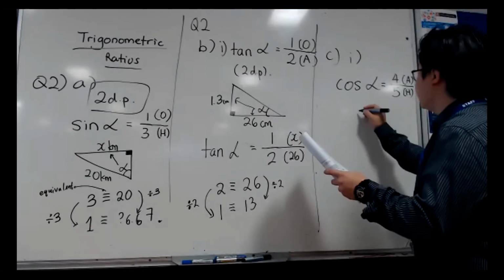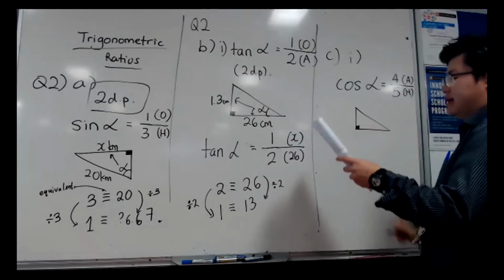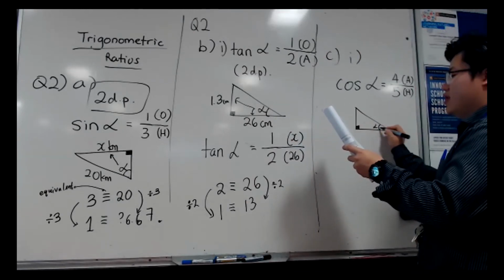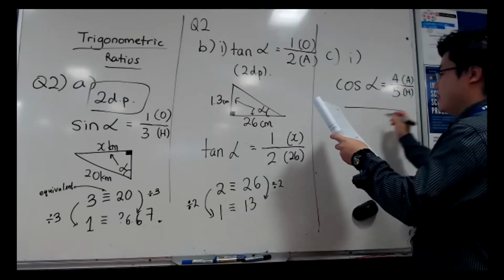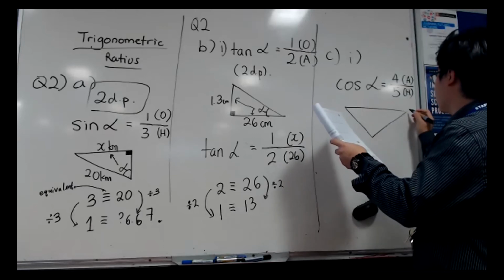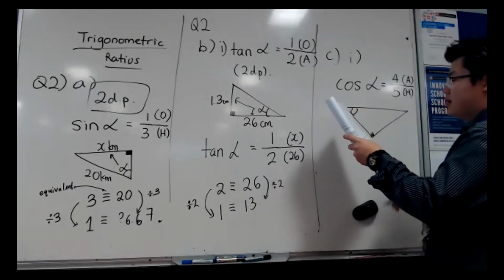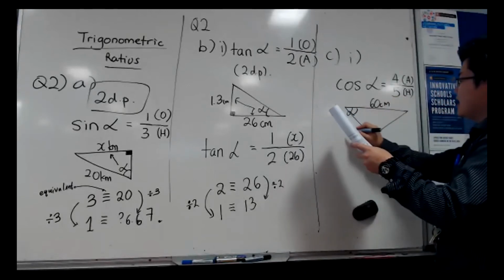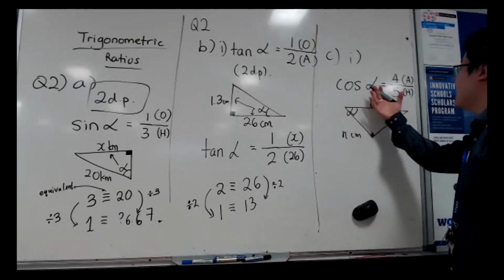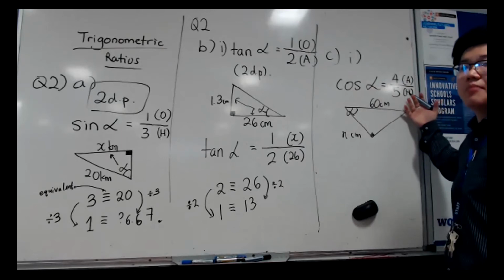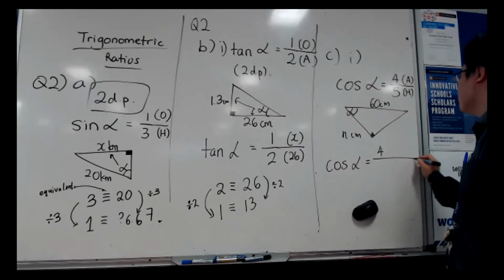Now, we've got a triangle here. Oh my God, I got the wrong diagram. Sorry. Okay. That's the right angle right there, the reference angle right there, 60 centimeters and n centimeters. Now, cos alpha equals adjacent over hypotenuse. So I'm going to rewrite that here so that it's clearer for you.